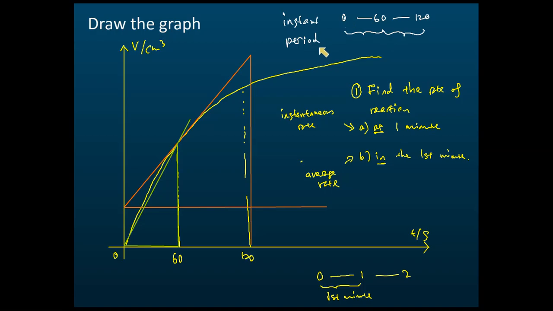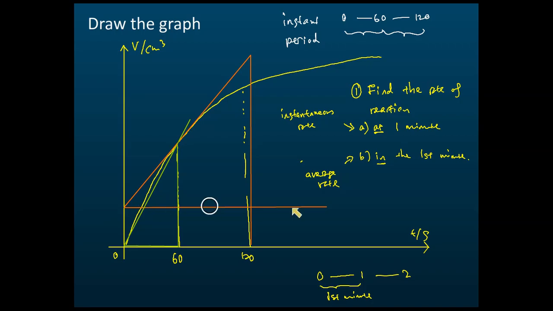So if they want you to find the rate at 1 minute, they only want you to find the rate at this point only. The rate of reaction is equal to the gradient, so you find the gradient at this time, and the gradient at this time is equal to the gradient of the tangent. So at this point, we draw the tangent. The orange line just touches 1 point only, and then we find the gradient at this point.